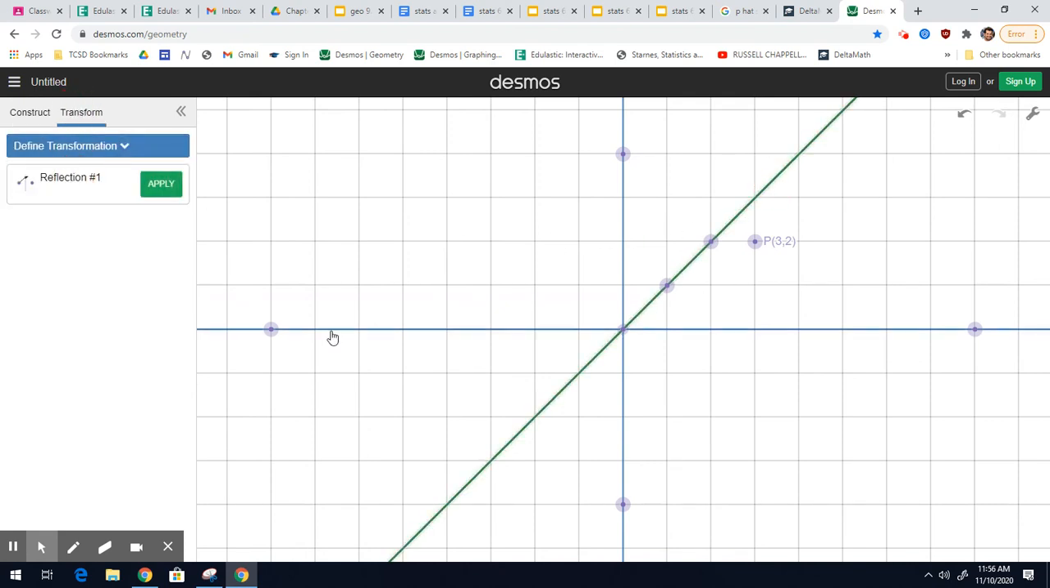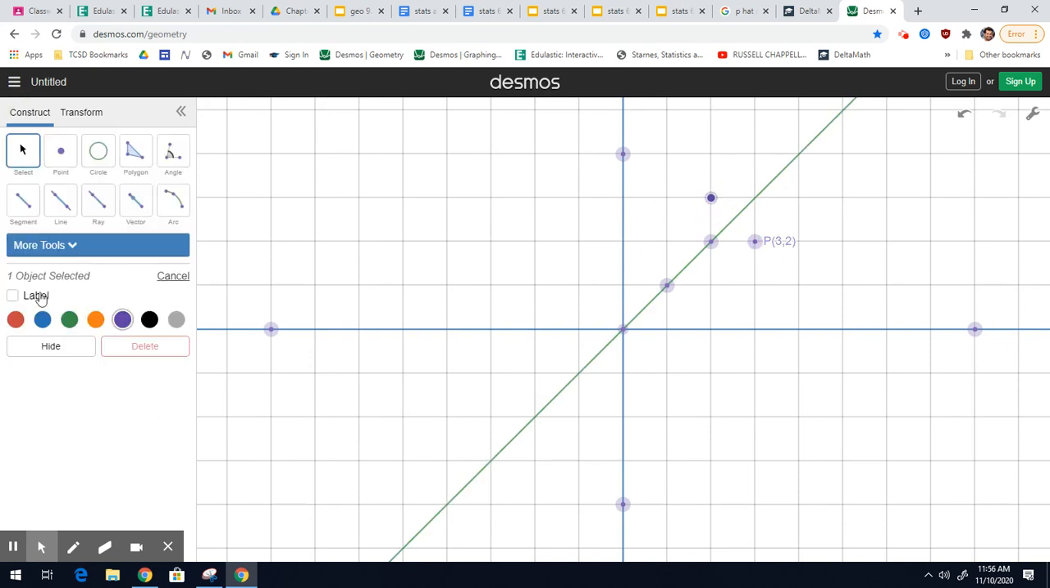across this line. Okay, so I'm going to take point P and reflect it across that line. And boom, there's P prime. P prime now has the coordinates, well, now I'm going 2, 3. So the coordinates of P prime are just the switching of the x and y of the preimage P.